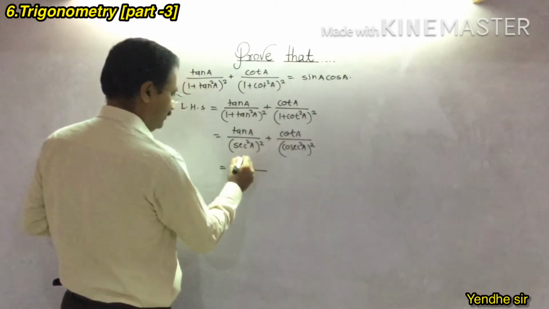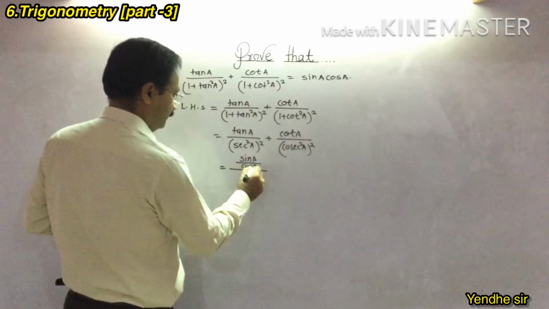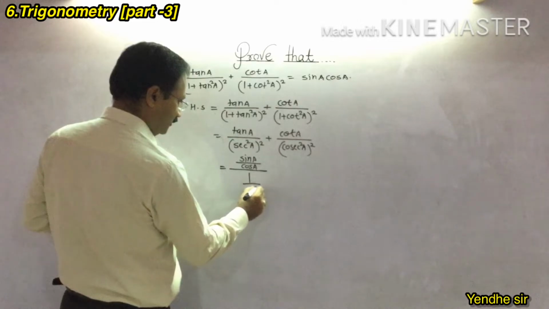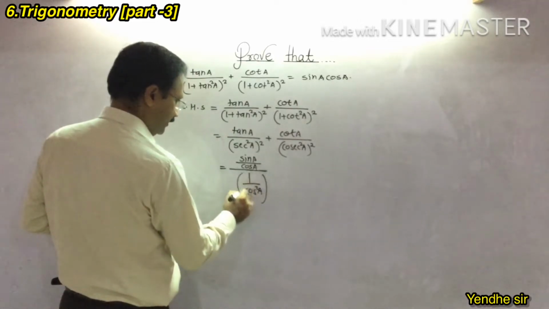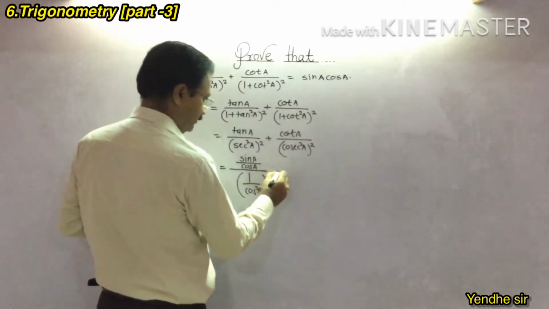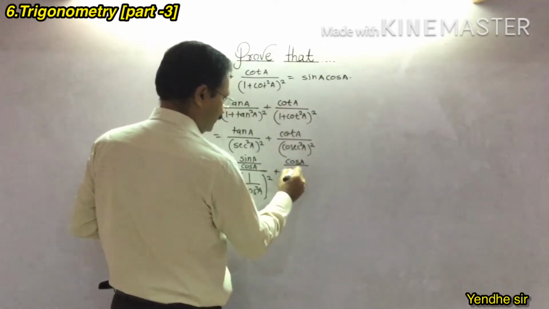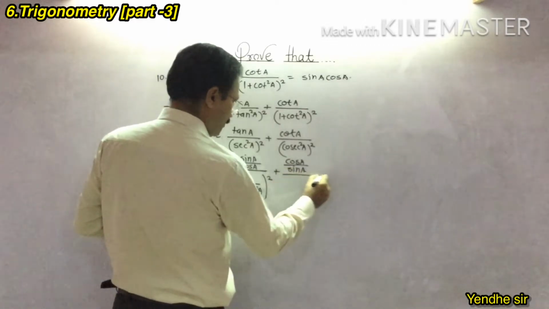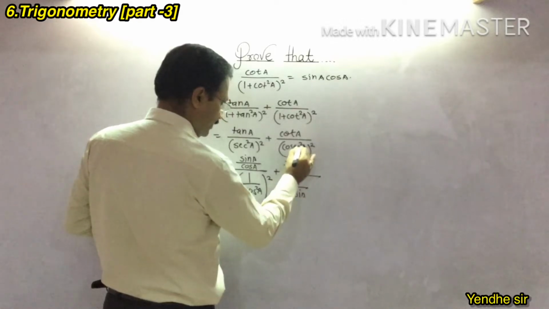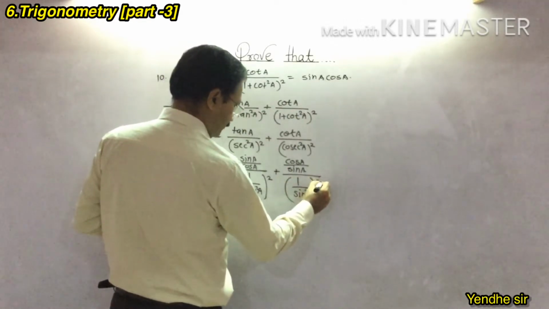Tan A means what? Sin A upon cos A. And then sec square A means 1 upon cos square A, bracket square, because it has a bracket square. So I have written this one. So cot A means what? Cos A upon sin A, upon cosec means 1 upon sin. It has a square, so you have to write the square here and the bracket square.